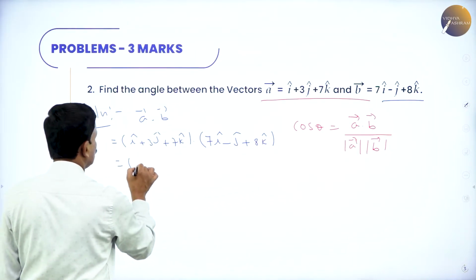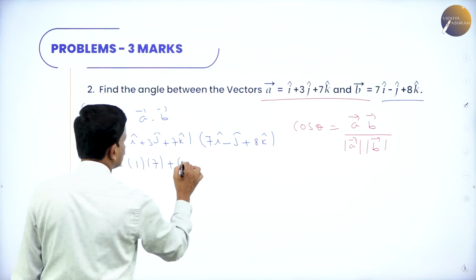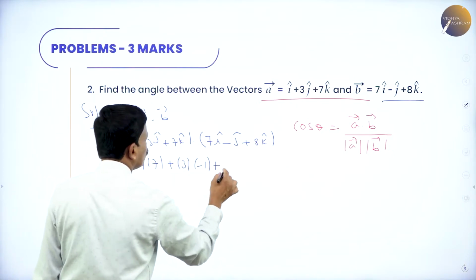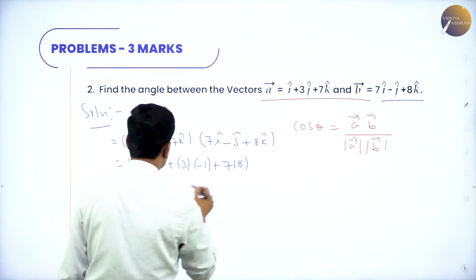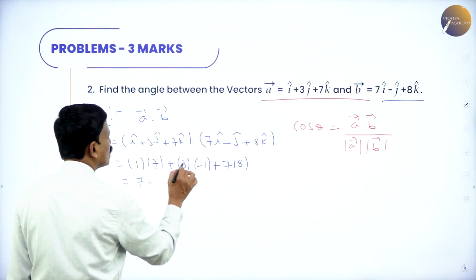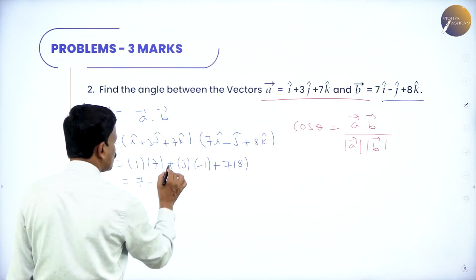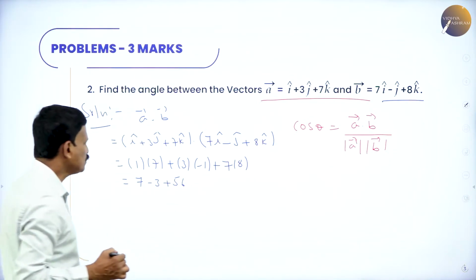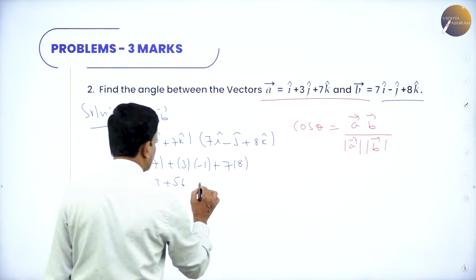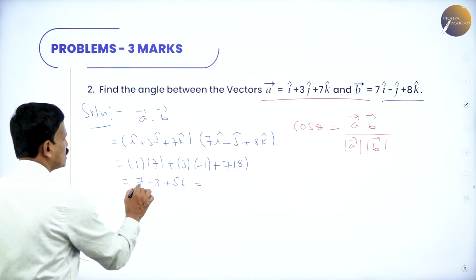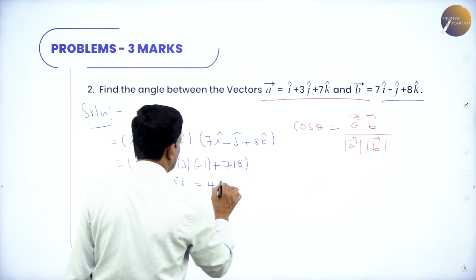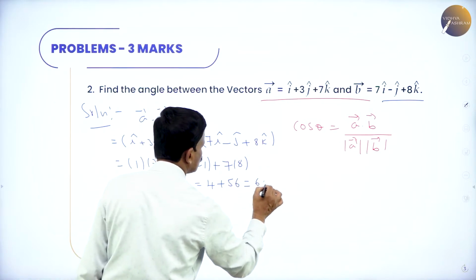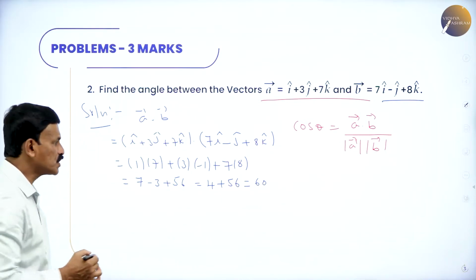This is equal to 1 into 7 plus 3 into minus 1 plus 7 into 8. So this is equal to 7, 3 into minus, plus into minus is minus, 3 plus 56. So if you want, you can subtract this. This is 7 minus 3. 7 minus 3 is equal to 4 plus 56. This is equal to 60. So A dot B is equal to 60.